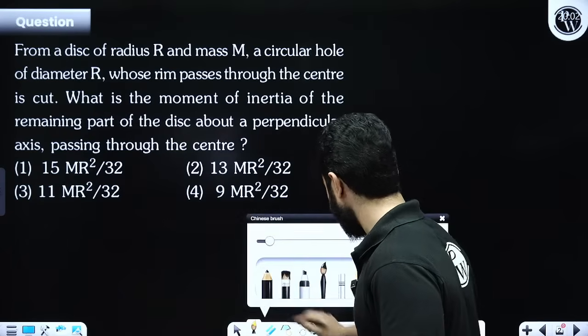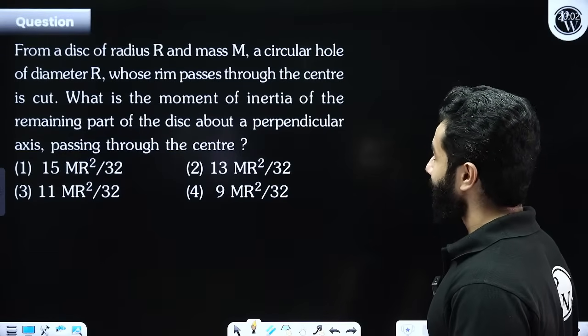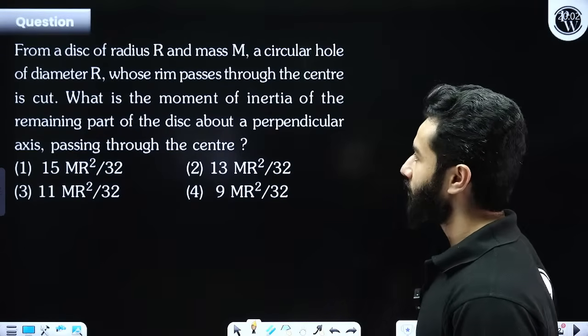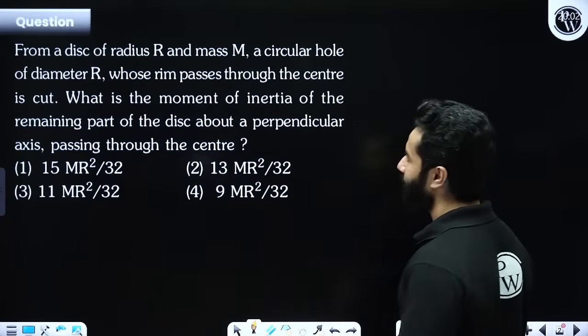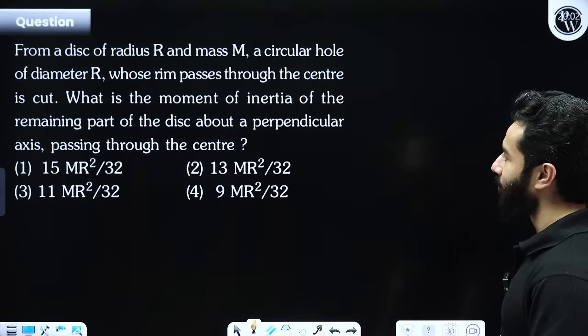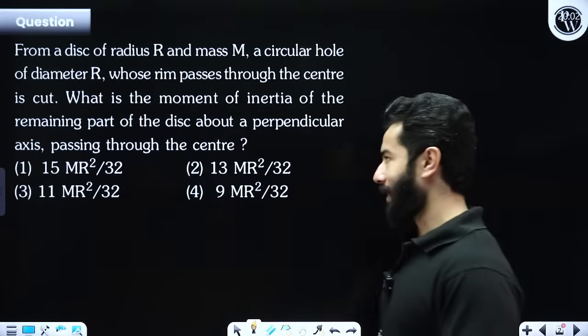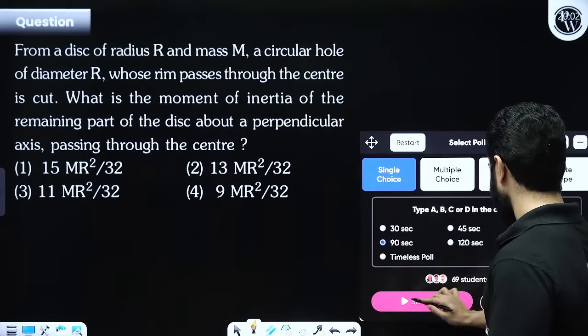The question says, from a disk of radius capital R and mass capital M, a circular hole of diameter capital R whose rim passes through the center is cut. What is the moment of inertia of the remaining part of the disk about a perpendicular axis passing through the center? Let's start. Time is 90 seconds. Let's begin.